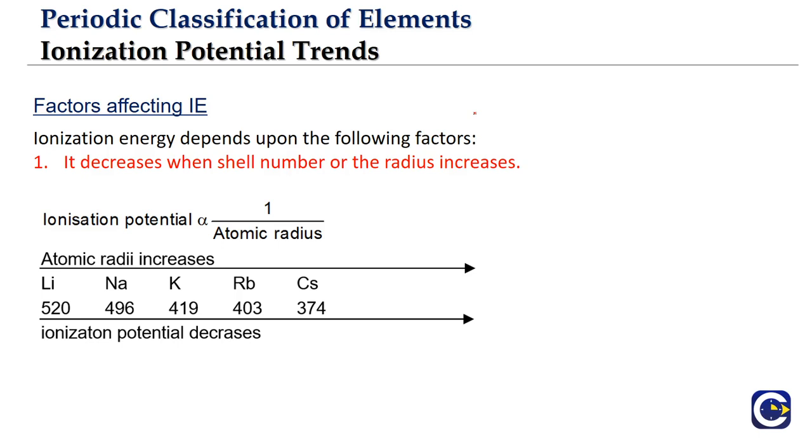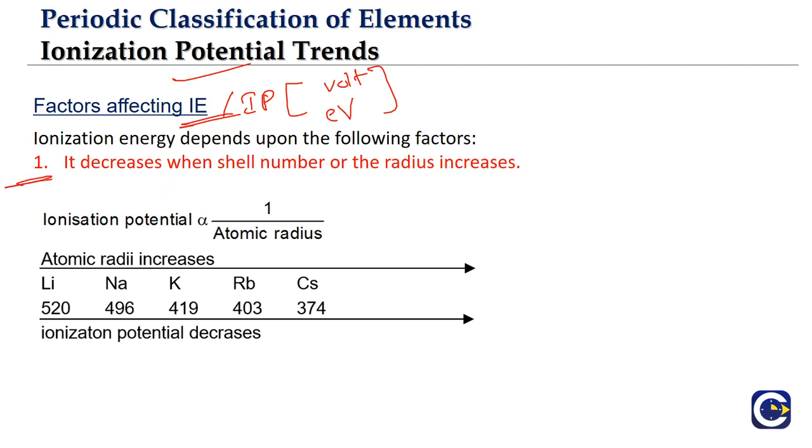Now we look at the factors that will affect the ionization energy or ionization potential. We'll keep using them interchangeably, because both of them are basically representing the same thing. One is measured in terms of volt, the other in terms of electron volt. One represents the voltage, the other represents the energy required. That is it. So let us look at it.